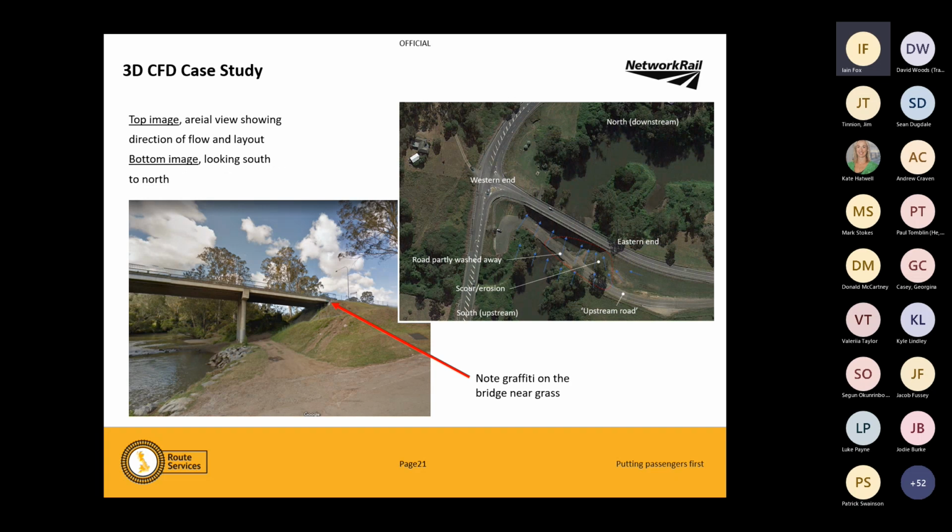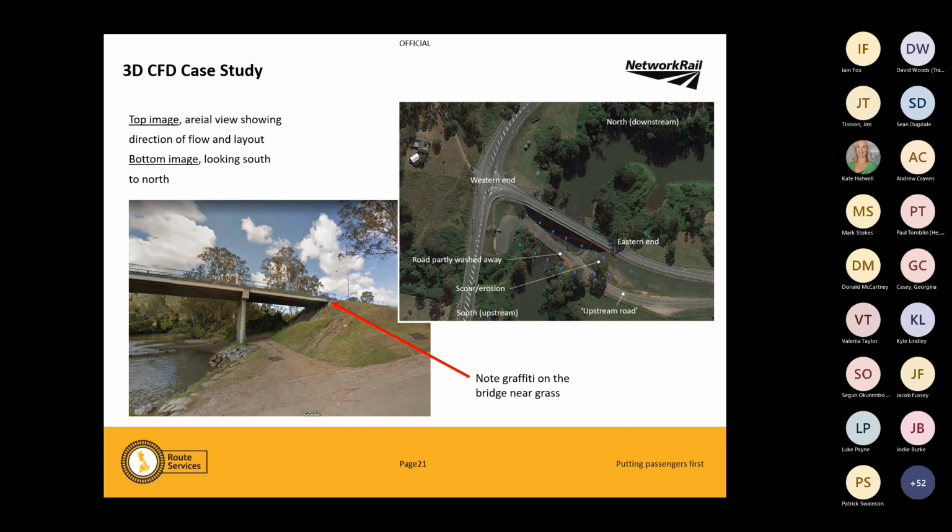We were approached by the Australian government. This is in my previous role, and they said, and I kid you not, can you please model this bridge and tell us what happens in a flood? And they sent us those 2 photographs. So we did a lot of Googling, a lot of Google Maps, and we built this in CFD.